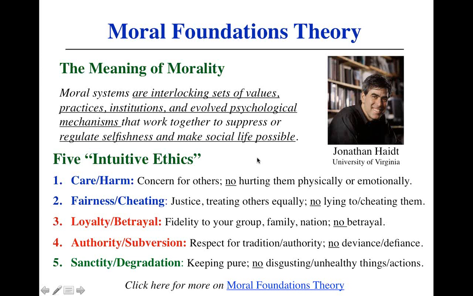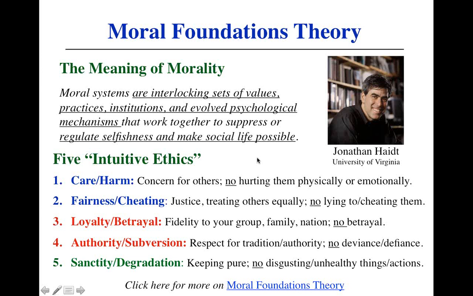But the theory itself is that these are all moral or ethical values that are essentially bred in the bone, right? They evolved from our highly social origins as a species, and they help regulate our behavior because, of course, as a human animal, we have a very selfish side to us.